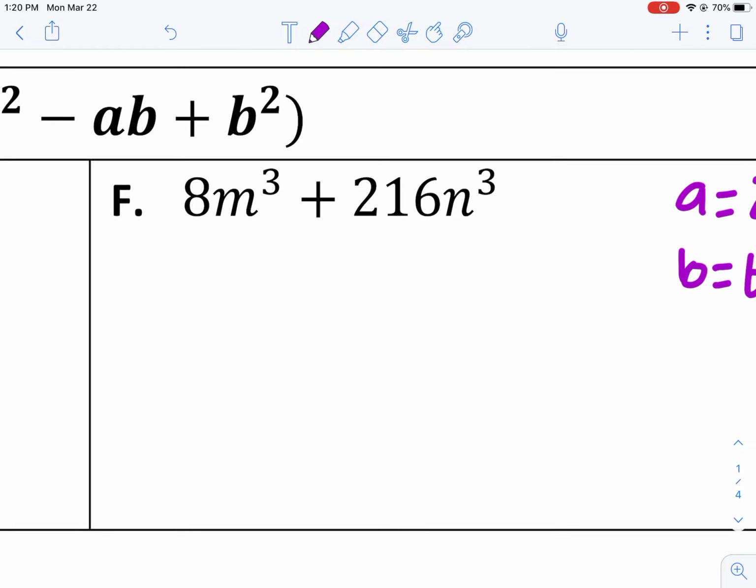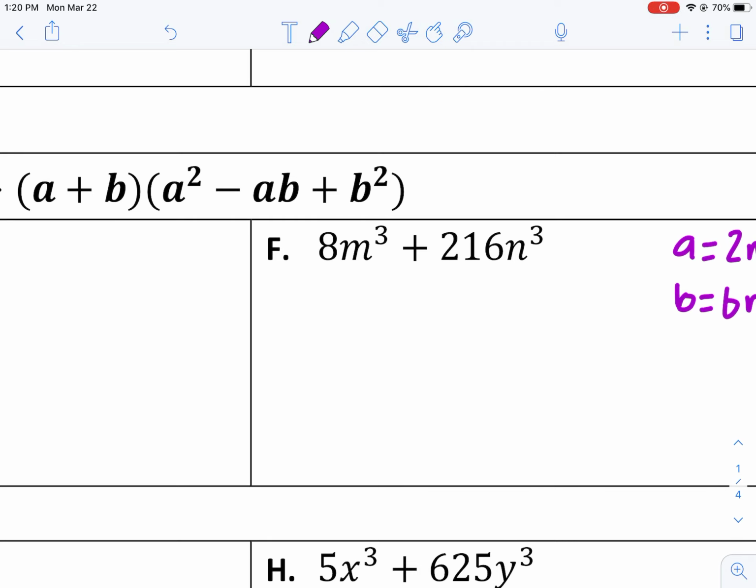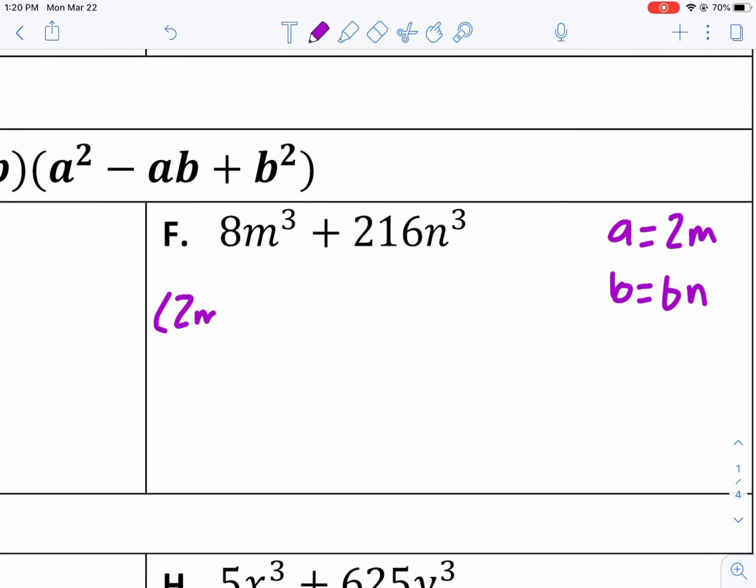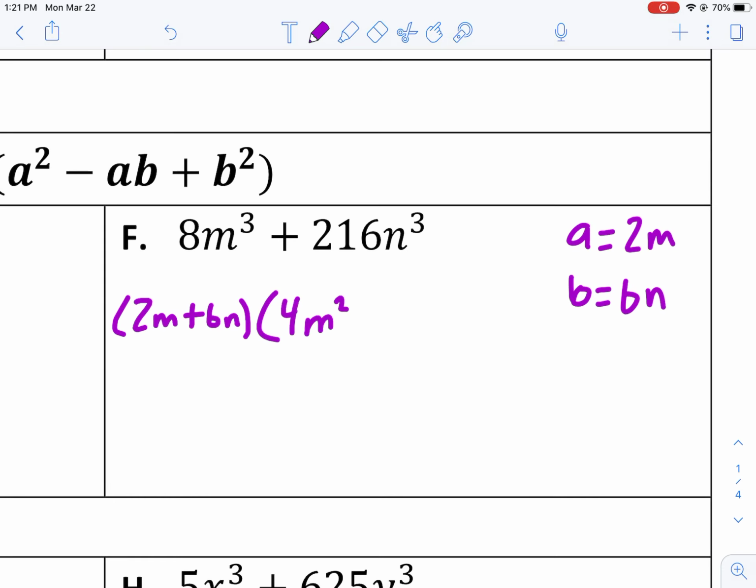So then you want to take your a and b, and you need to put it into your formula. So it's going to start with a plus b. So we're going to have 2m plus 6n. Okay. And then you've got a squared. So it's going to be 4m squared minus a times b. That's going to be 12mn. And then plus b squared, which is going to be 36n squared. And so that's how you would factor this. And that's just your answer right there.